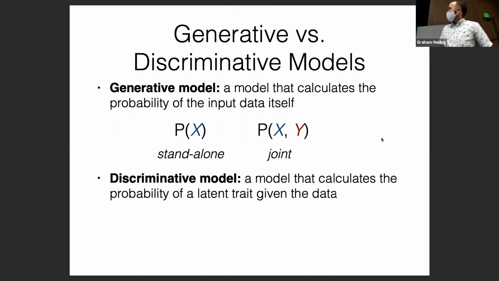Then we have discriminative models. These are models that calculate the probability of a latent trait given the data. So we have this conditional probability P of Y given X. And these are the standard text classification models that we use most of the time nowadays in machine learning.